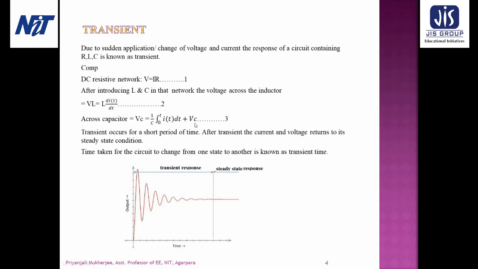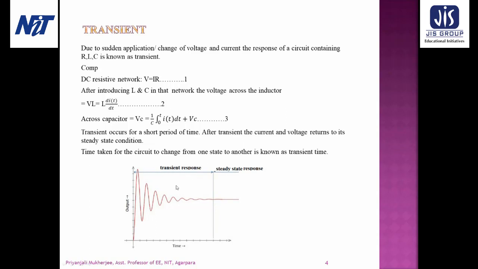Now, we can apply KCL, KVL, mesh analysis, node voltage analysis, all the methods and all network theorems, but the result is differential equations rather than the algebraic equations we considered in the resistive network. Now, the transient current or voltage is very quickly changing, which will occur always for a short period of time after the switching moments. And after the transient has ended, the current and voltage return to a steady state condition.